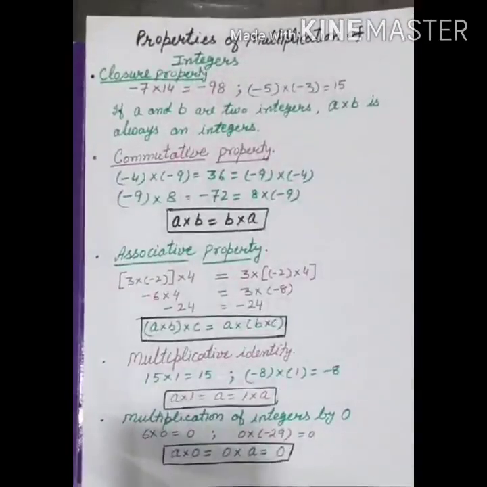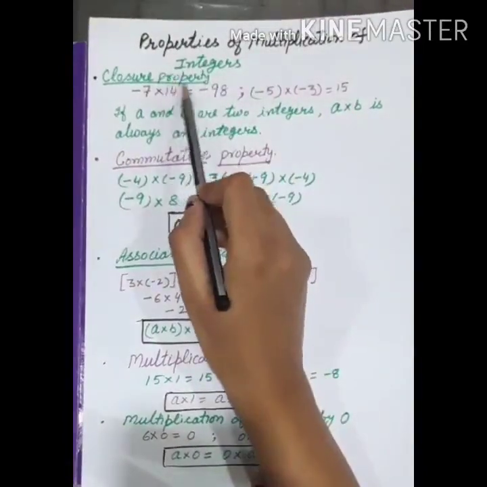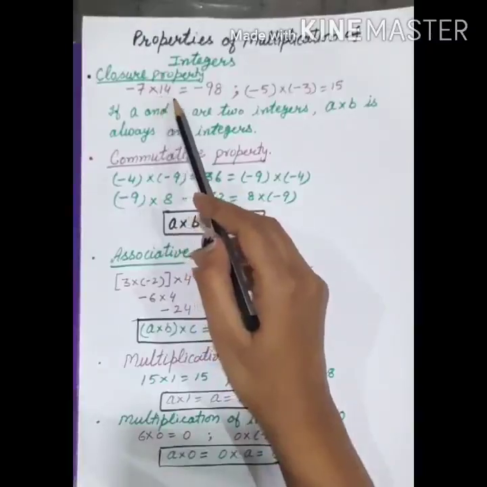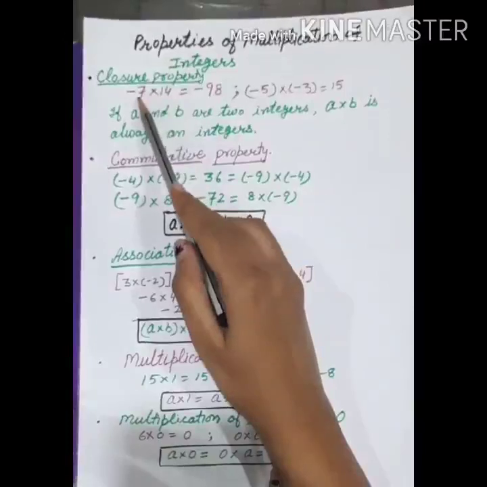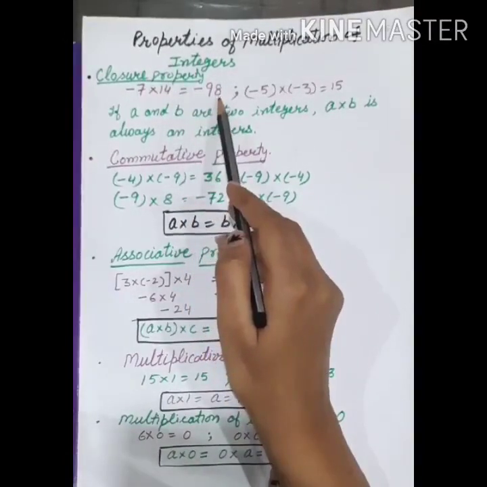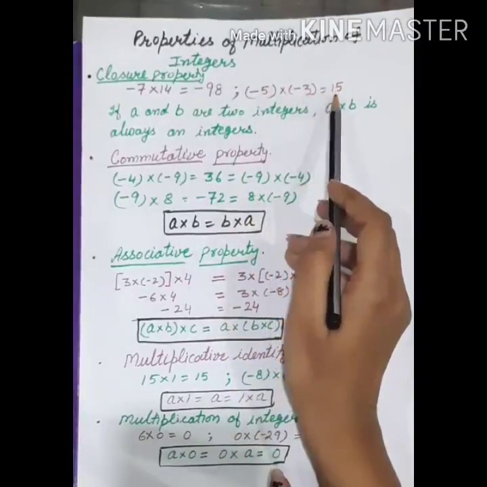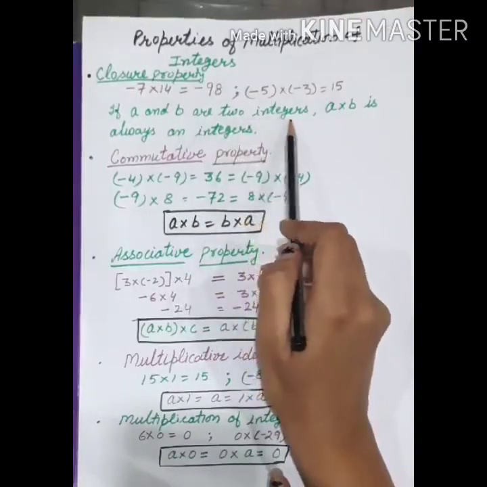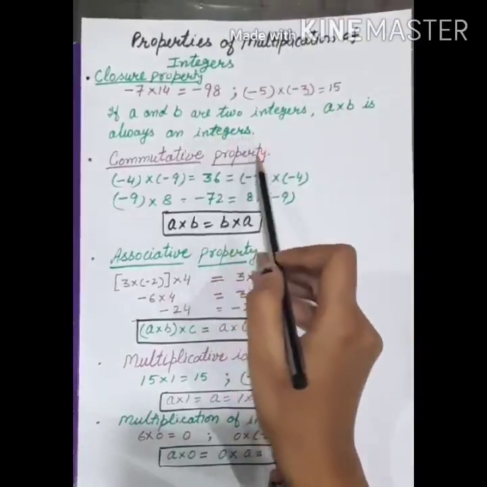Properties of multiplication of integers. First is closure property. The product of integers is always an integer. For example, minus 7 multiplied by 14 is equal to minus 98. Minus 5 multiplied by minus 3 is equal to 15. If a and b are two integers, a multiplied by b is always an integer.